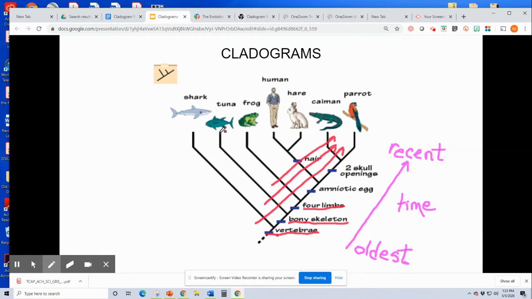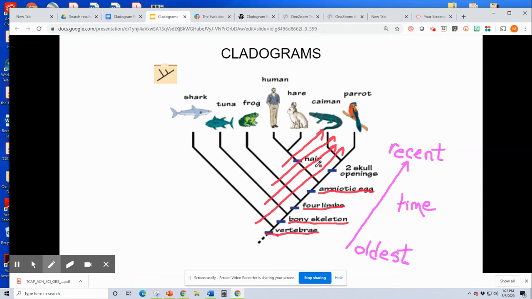Tuna fish does not have limbs. It's got fins, but not limbs. We work our way up. There's our amniotic egg. That is an egg that is enclosed in amniotic fluid. So that is the human, the hare, the caiman, the parrot. The frog is left out of that.